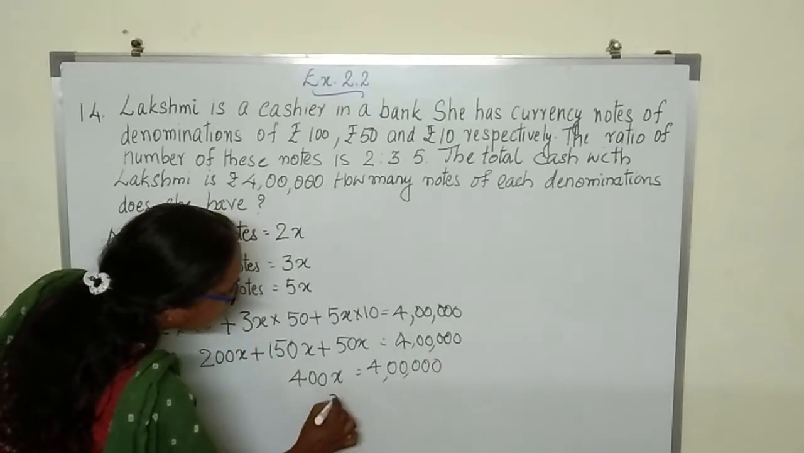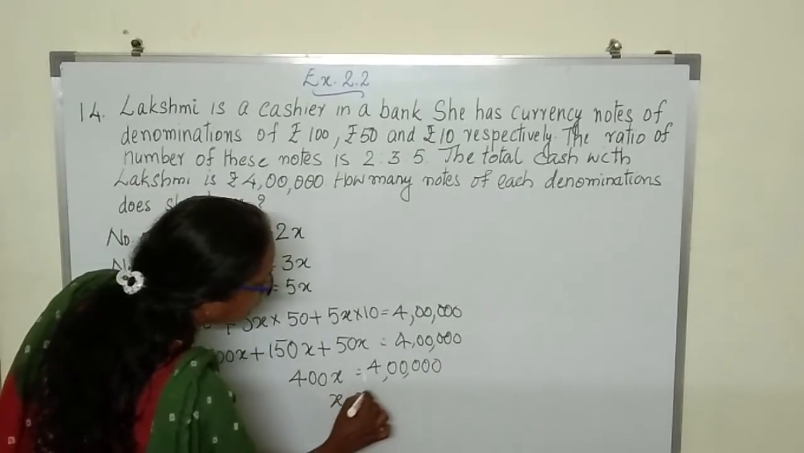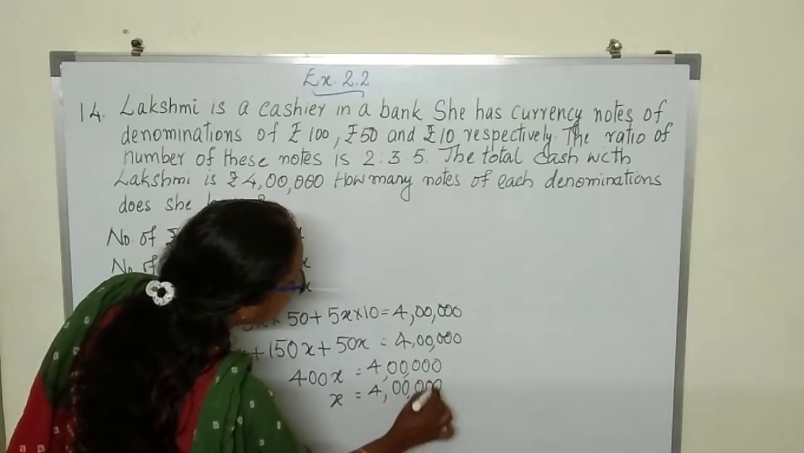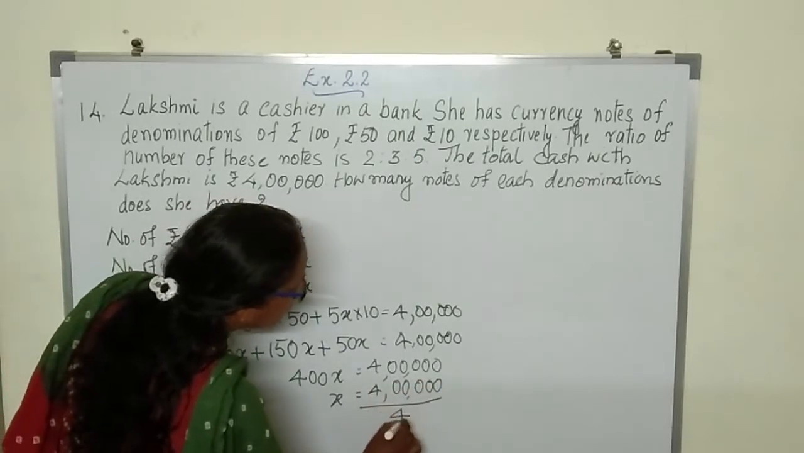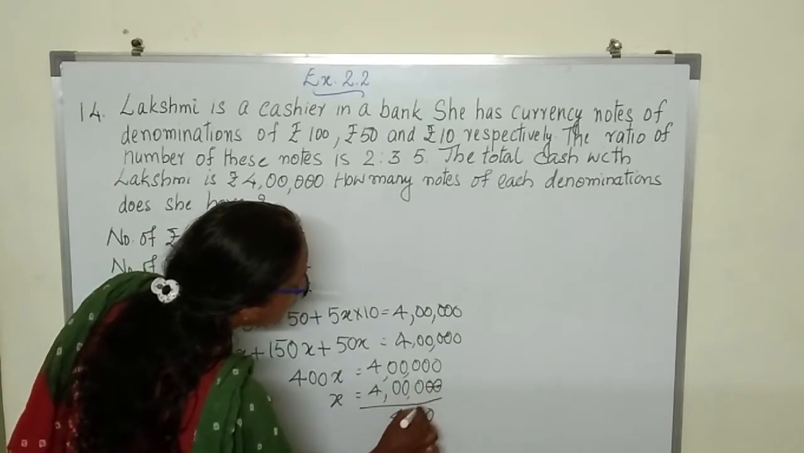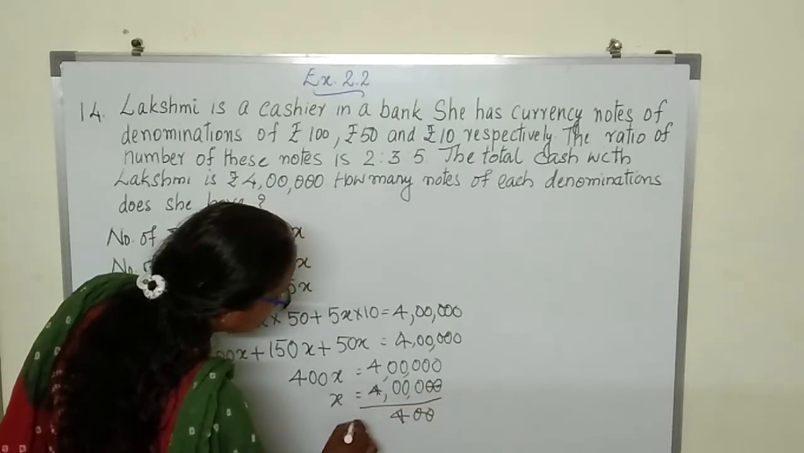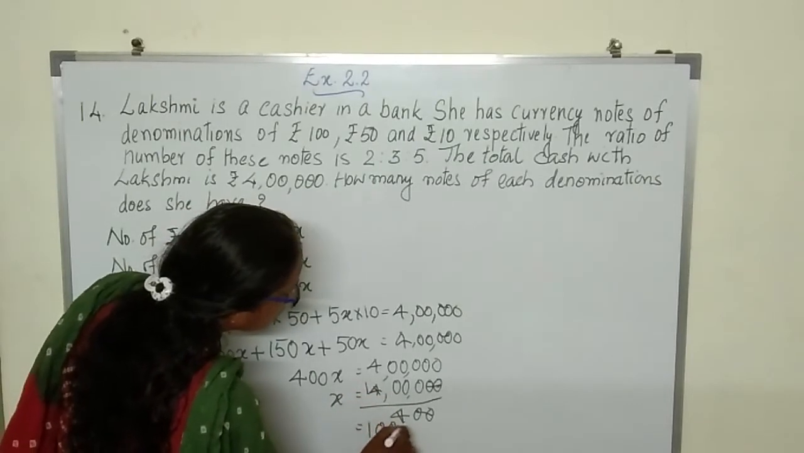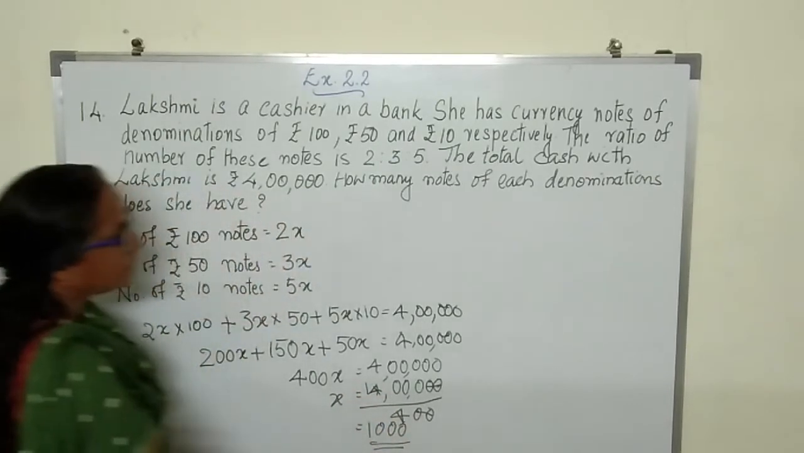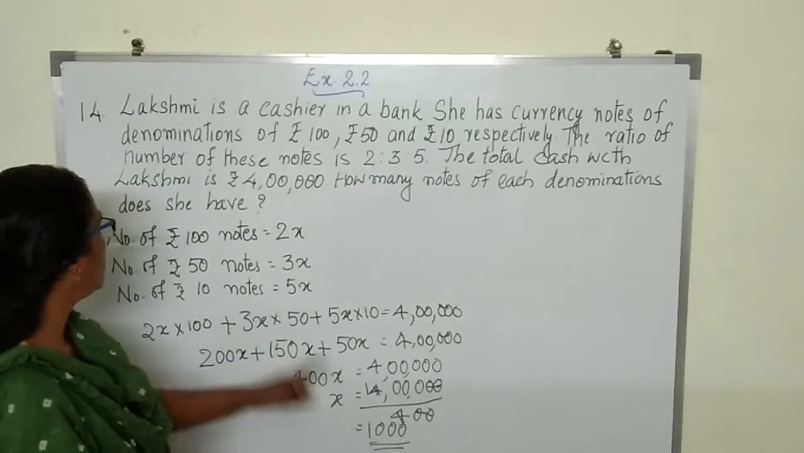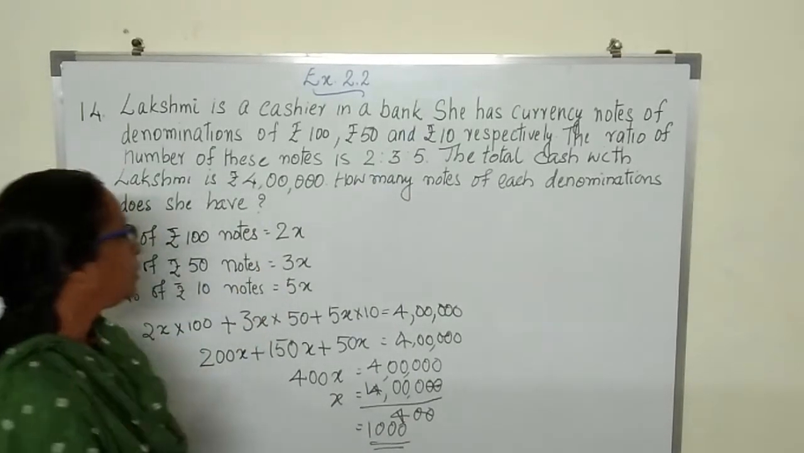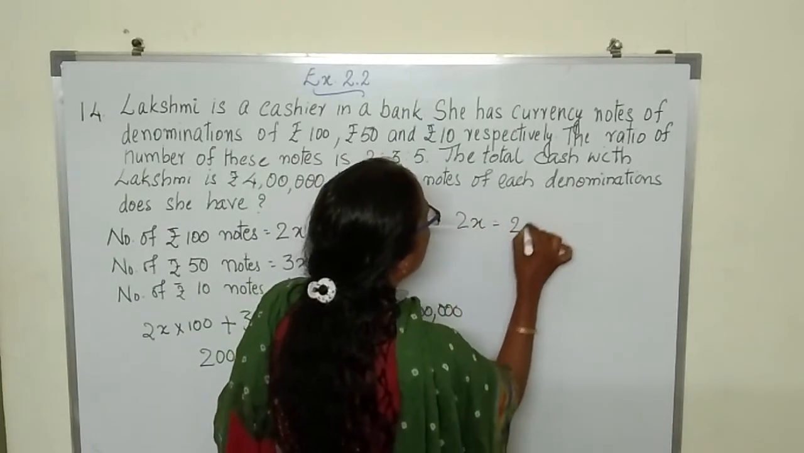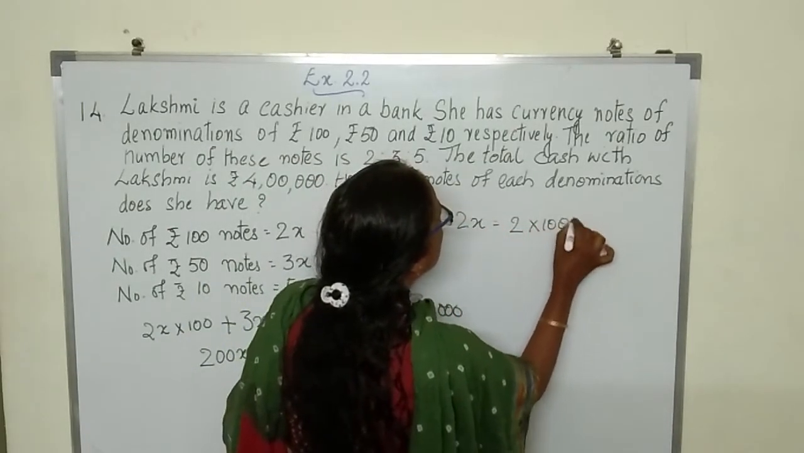From that, find the value of x. x is equal to 4 lakhs divided by 400. So when you do cancellation, we get x is equal to 1000. Now, if x is 1000, what will be 2x? 2x is equal to 2 into 1000.